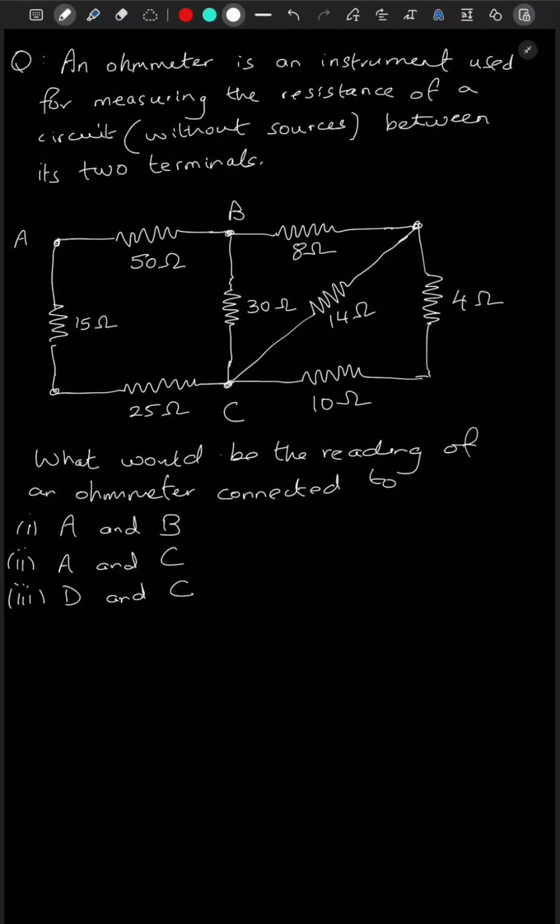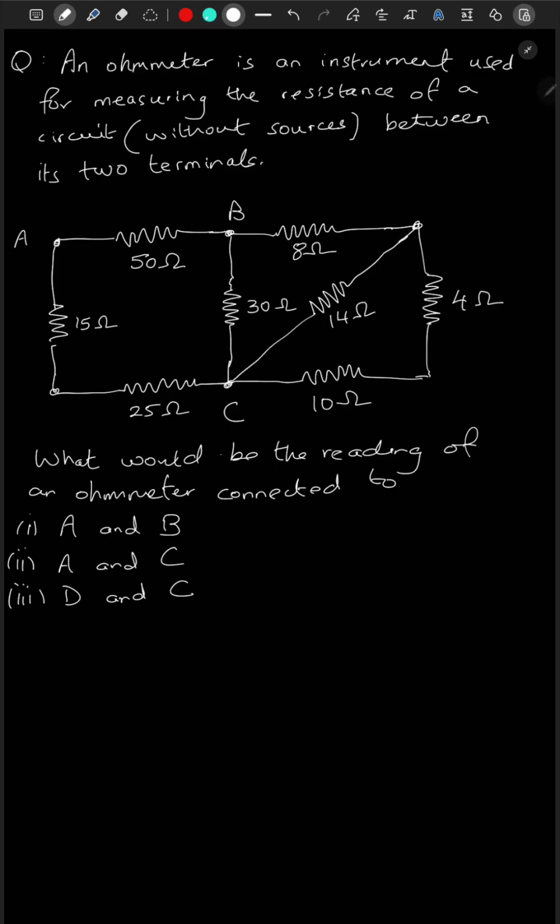See an example on finding effective resistance in a circuit. So here's a question. An ohmmeter is an instrument used for measuring the resistance of a circuit without sources between its two terminals. So here's a circuit. We have node A, B, and C, and we have some resistors connected across these nodes. So what would be the reading of an ohmmeter connected to A and B?